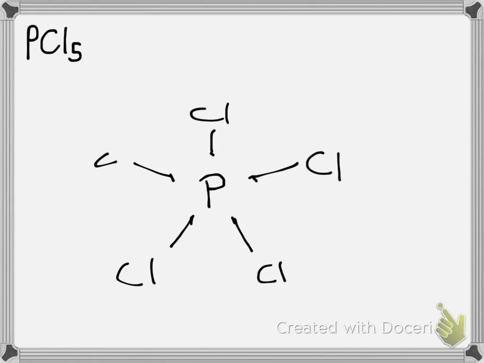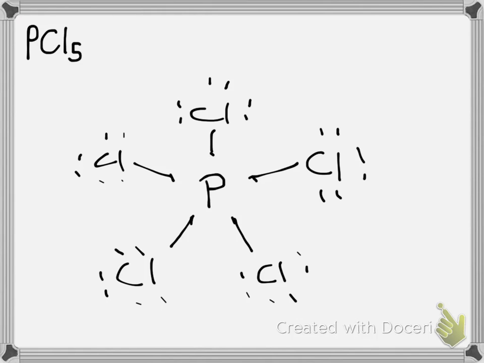P has how many? 5. 1, 2, 3, 4, 5. Well, and I see there's 5 Cls attached, so that makes it real easy. That tells me right away that one of these each is going to be attached to a Cl. So it's going to look kind of like this. Okay, and yeah, I can draw the dots in. The right structure would have all the dots, blah, blah, blah. Okay, so that's what it looks like.